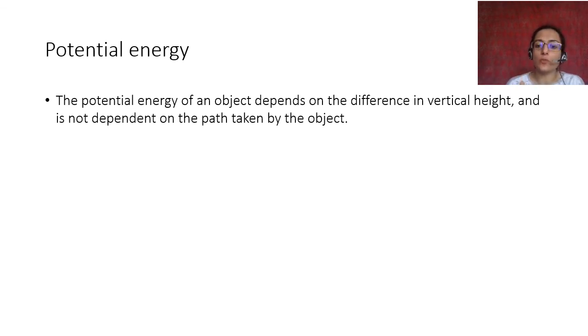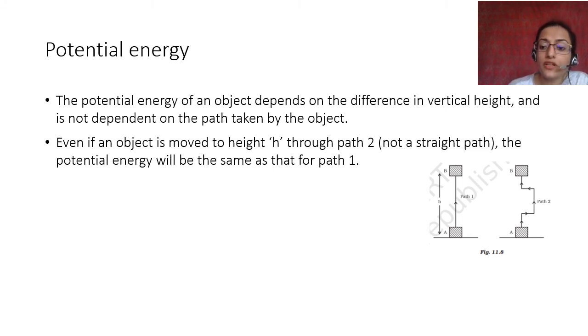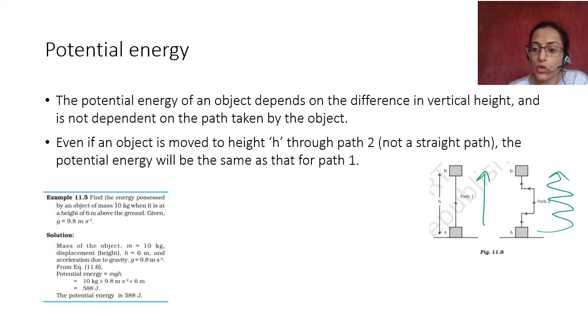The potential energy of an object depends on the difference in vertical height and is not dependent on the path taken by the object. So even if you move it straight, or zigzag to reach that height, the work done is the same. Because the displacement is the same, the potential energy is the same, because the displacement is just height. And the force always remains the gravitational force. So it is not path dependent, it is height dependent. Please remember, not path dependent, but height dependent.